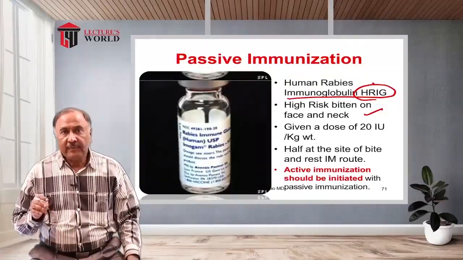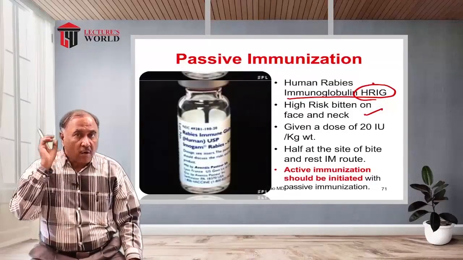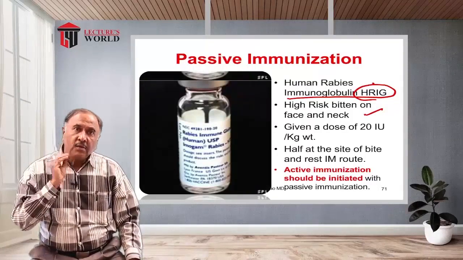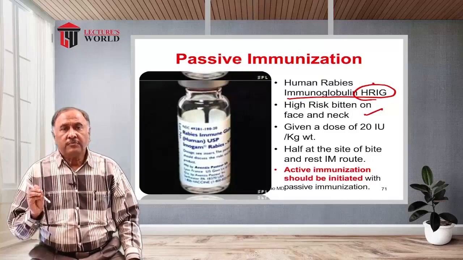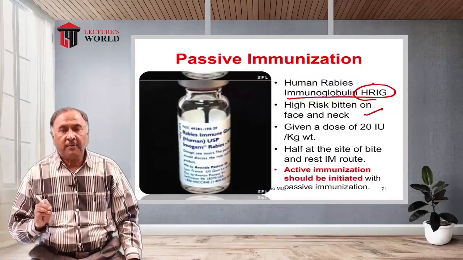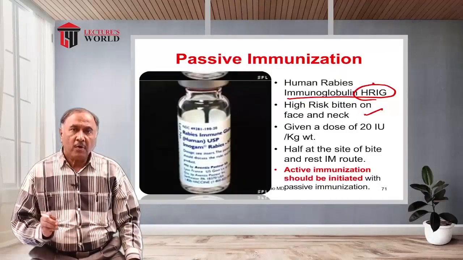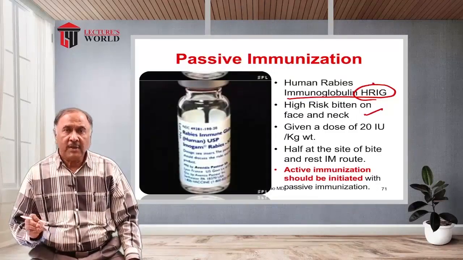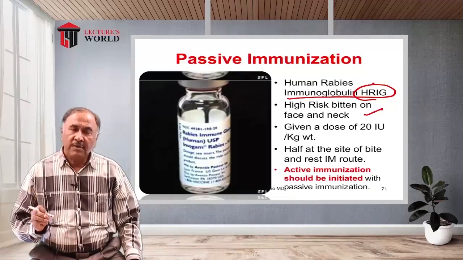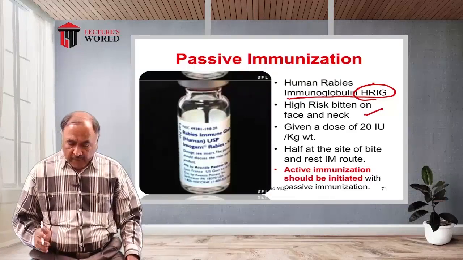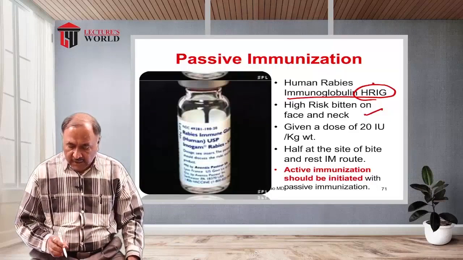But if the bite of an infected animal is on the neck or on the face, then you don't have much time left for the body to prepare the antibodies. So vaccination is not the preferred mode of prophylactic measure. In that case, passive immunization is the one which is preferred. So it is given to high risk individuals who are bitten on the face and neck.